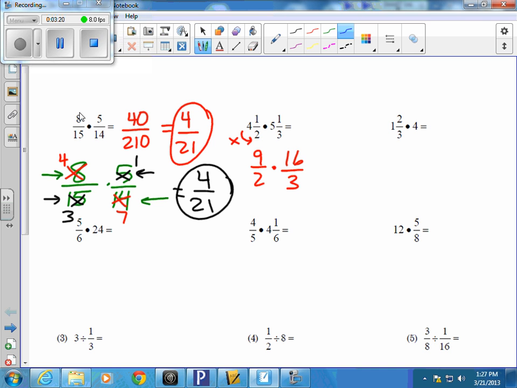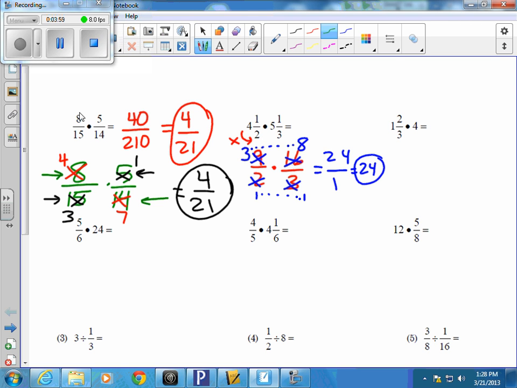Now let's do our cross simplification. Look at the 2 and the 16. I can divide the 2 by 2, which is 1, and the 16 by 2, which is 8. 2 is a factor of 2 and 16, just like 3 is a factor of 3 and 9. So when I divide the 3 by 3, I get 1. When I divide the 9 by 3, I get 3. And now I can multiply top times top, bottom times bottom. 3 times 8 is 24, over 1 times 1 is 1, not 2, which means you get 24.